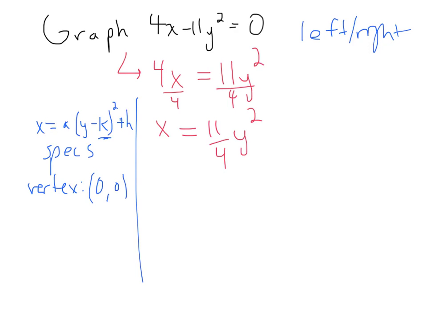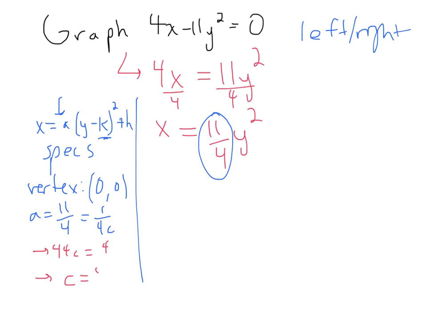Next, let's look at this a value, this number in front. And in this case, a is equal to 11/4. That's because that's the coefficient of y squared, or the coefficient of the part with y squared in it. So we can then set that equal to 1 over 4c, and then we can use this proportion to solve for c. This will lead to 44c equals 4, which will lead to dividing both sides by 44. c will equal 1/11. That's going to be useful for graphing because c is going to help us obtain the focus and the directrix.